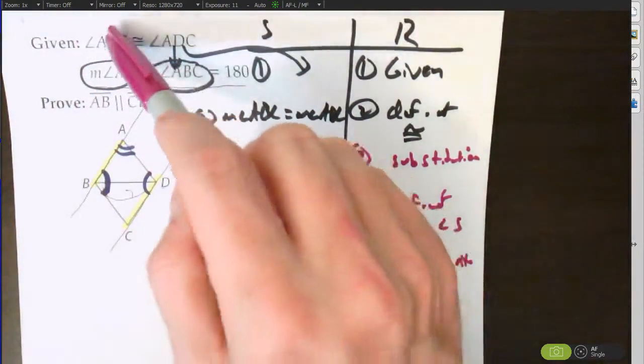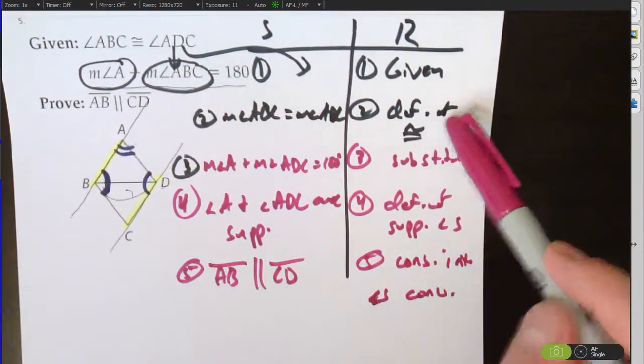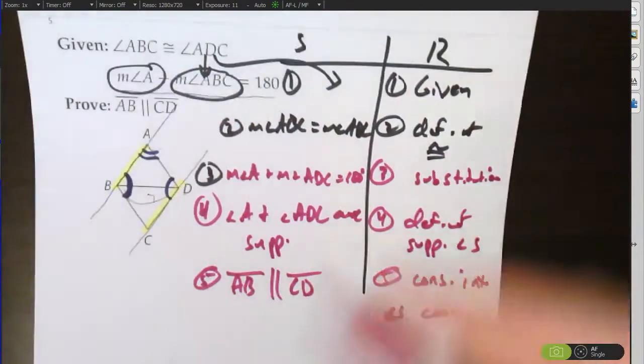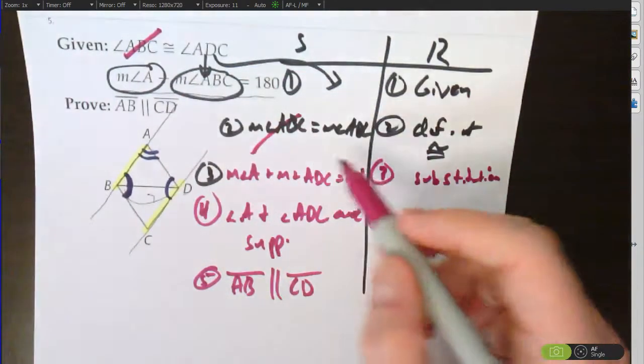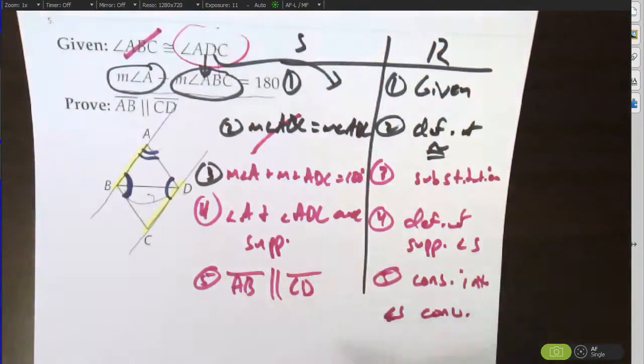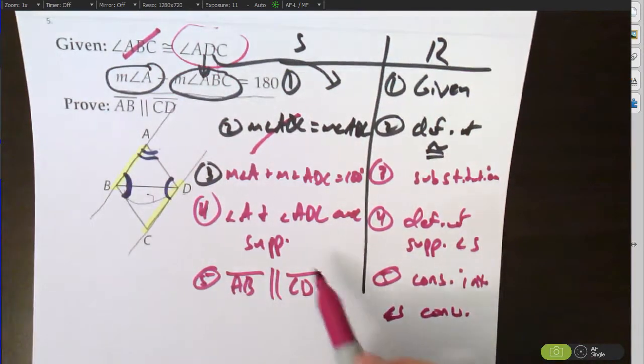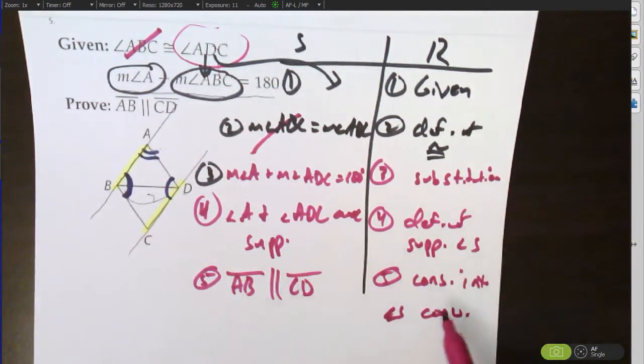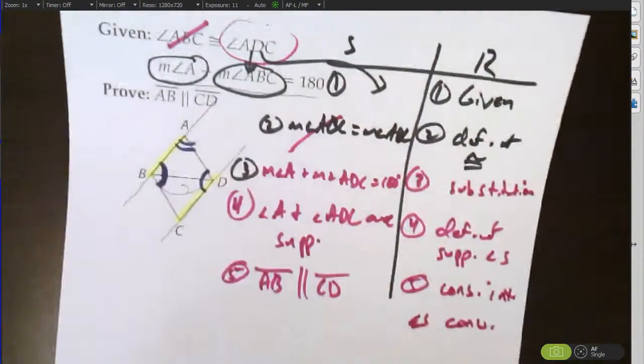But I'll first say these were equal by definition of congruent to do a substitution to replace ABC with ADC here. And then I know they're supplementary by definition of supplementary angles, and then they must be parallel by the consecutive interior angles converse. Okay. All right, last one, very, very last one for this section.